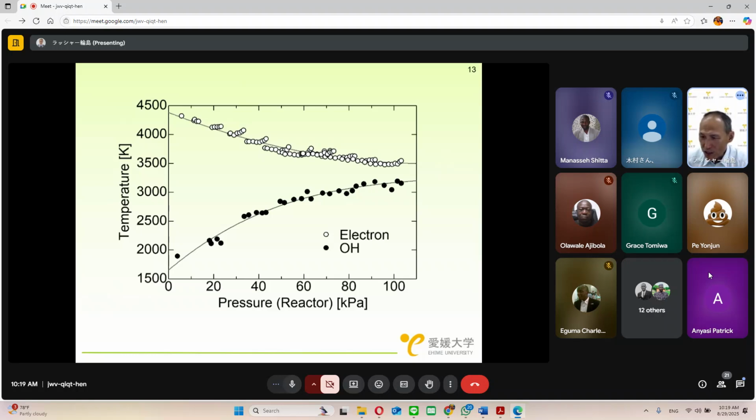Plasma in which the two temperatures are different, that is, the electron temperature and the OH molecule temperature are different, we call non-equilibrium plasma. And if the pressure is high, the two temperatures approach each other. This case we call equilibrium plasma.